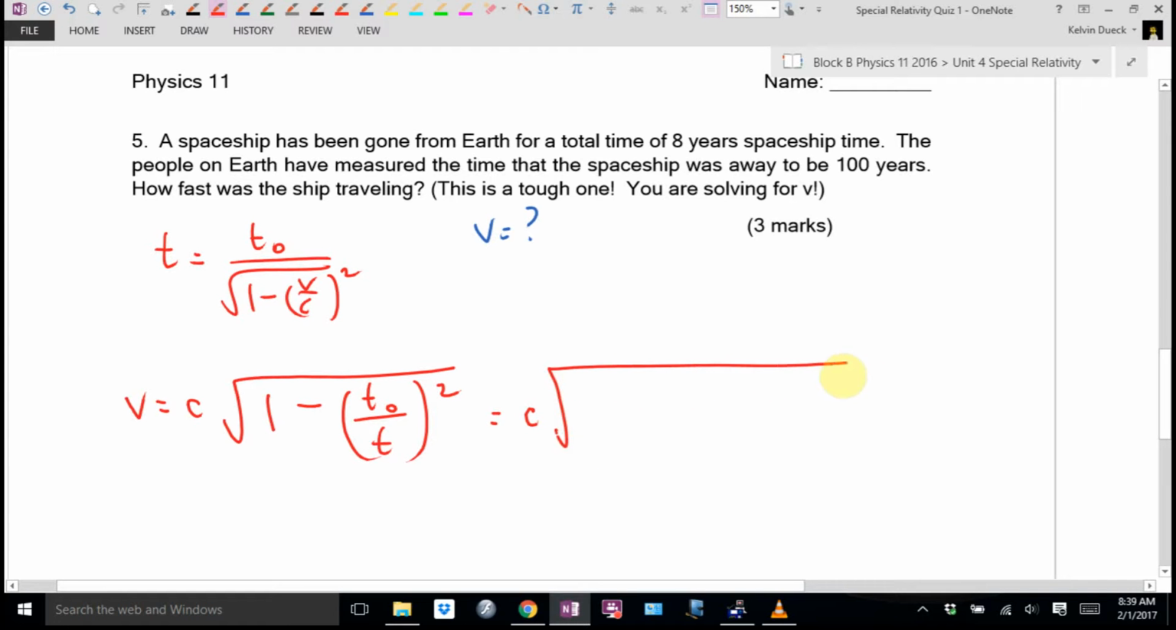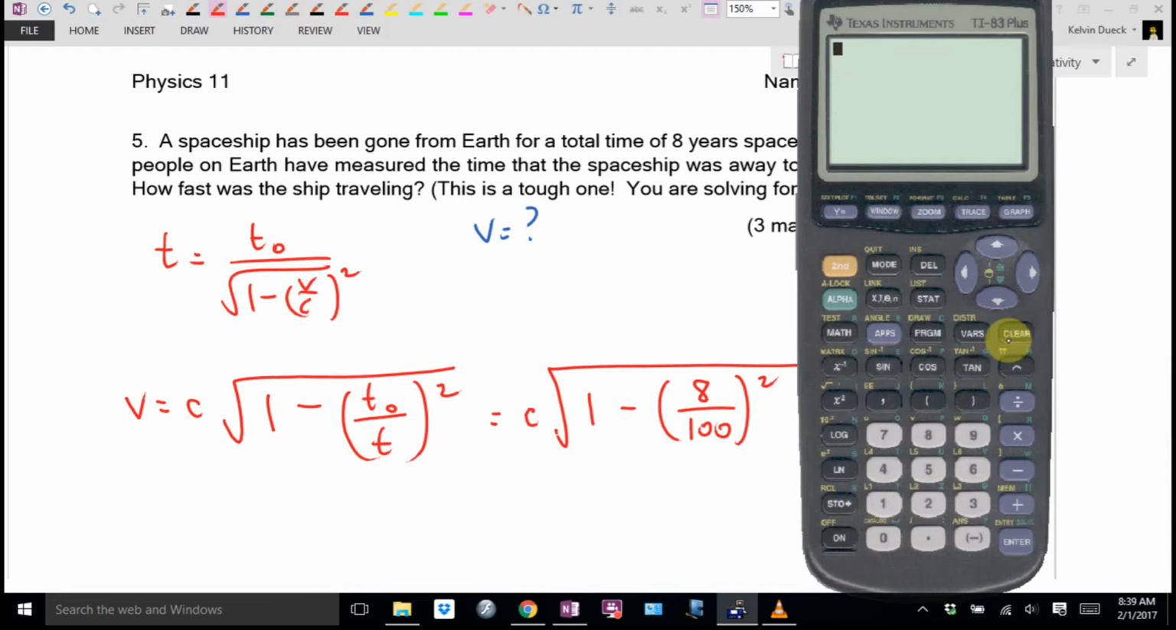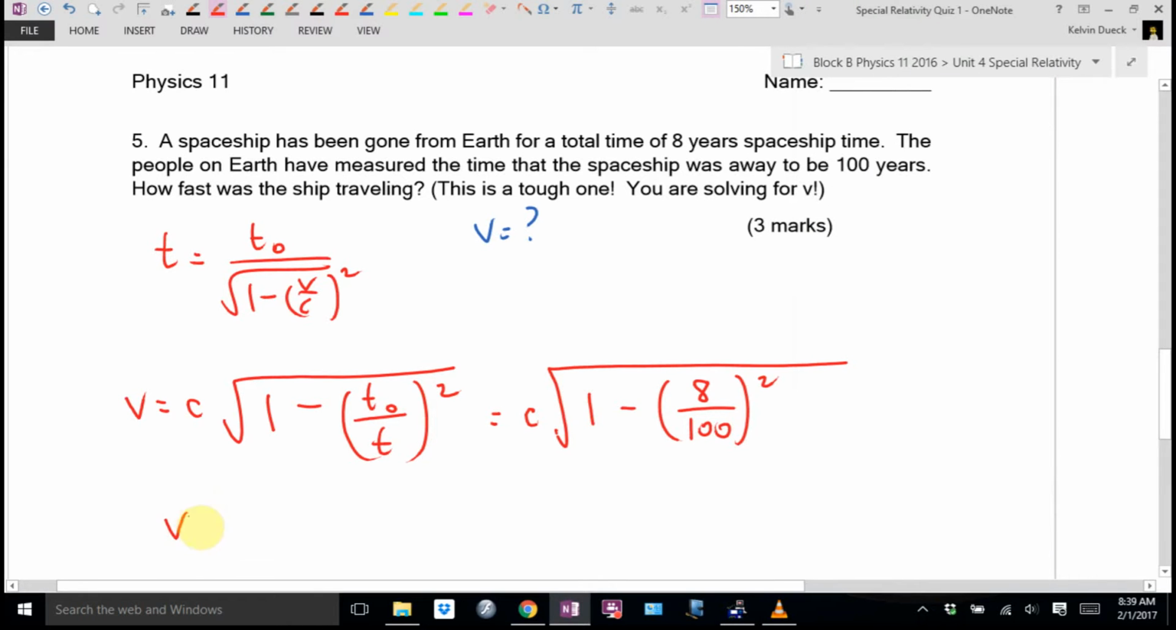For now, it's going to be the square root of 1 minus t0, 8 years, over 100 years back on Earth, squared. So the square root of bracket 1, you know what, I'm going to go like this. 8 divided by 100 squared. 1 minus that answer, square root. Do you get 0.9968? Okay, so the first thing I'm going to say is v equals 0.9968c, or 99.68% of the speed of light.